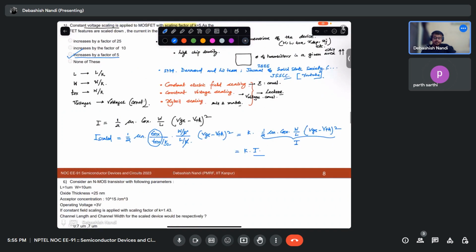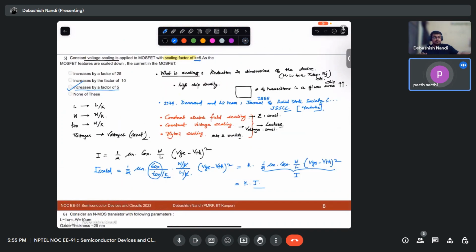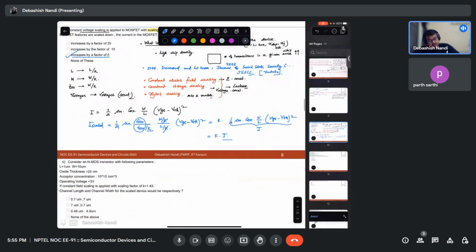Sir, when we decrease thickness, then current will tunnel. Yeah, obviously. Very, very good point. So let me explain it in detail.